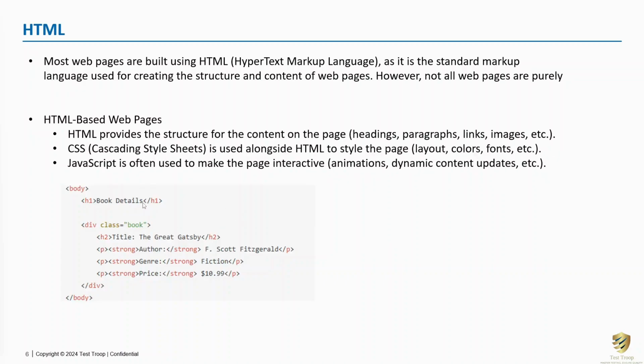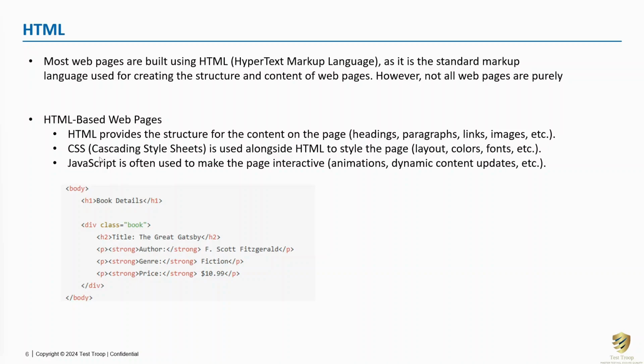Here you can see a small example of HTML, how it looks, and the tags like body, h1, div, p, h2. These are all HTML tags. They provide the structure for the content of your web page. These are like headings, paragraphs, links, images, etc. You can see here h1 is a heading and h2 is a heading type 2. Then p is for paragraph, div for division, and things like that.